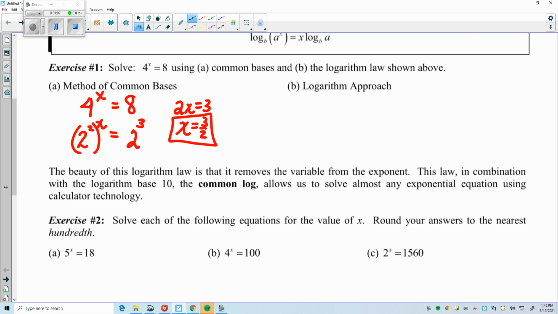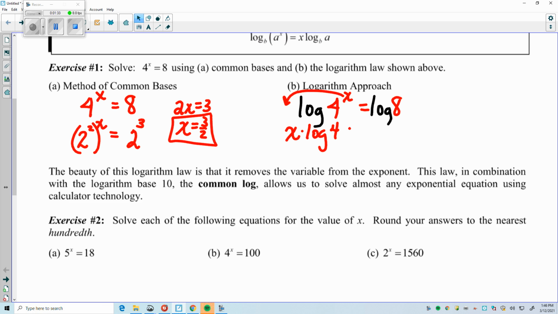A different approach is to use the log approach. So the same equation that we're going to start off with here, but what we're going to do is introduce a log on each side. Remember, if you do one to one side, you got to do one to the other. Okay, so we introduce a log, and now I see this exponent. Well, from that power rule, our exponent can come down in front. So now I have x times log of 4 equals log of 8. And I can solve for x by dividing through with log of 4. Now, the nice thing with this is you can just type this into your calculator to solve.